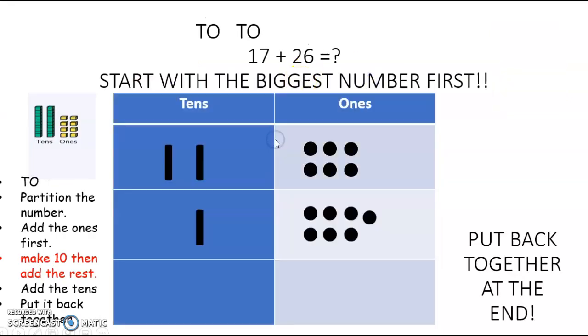17 and 26. Start with the biggest number first. So we've got 26. So we've got 6 1s, 2 10s. Add in 17, so we've got 7 1s, 1 10.